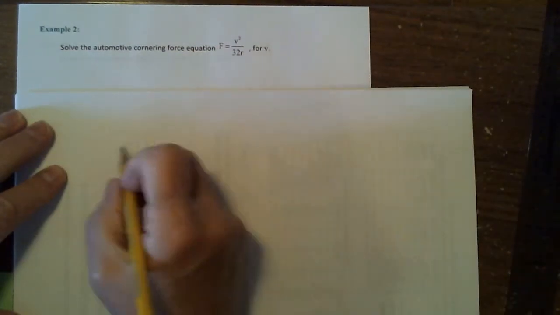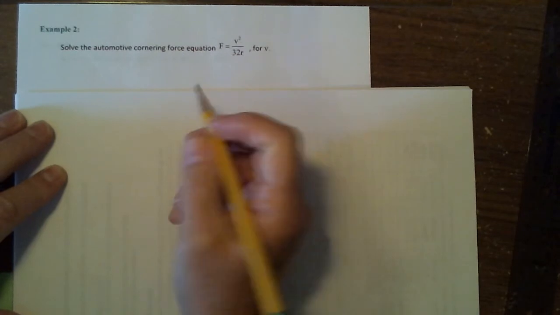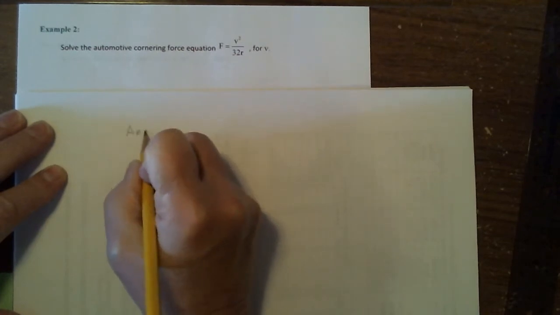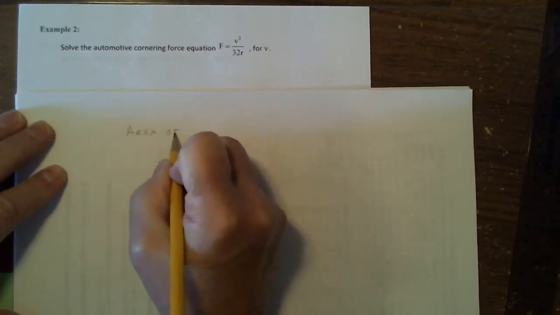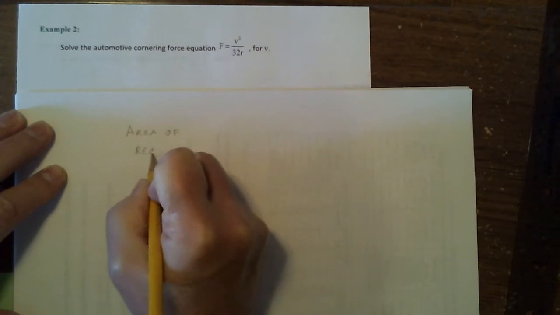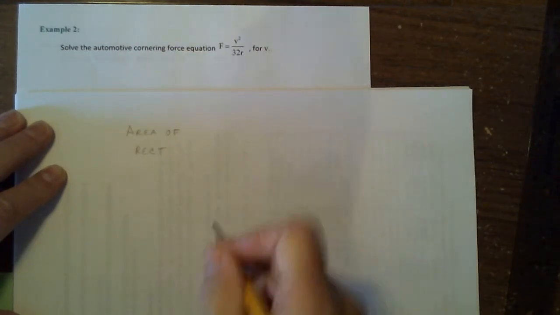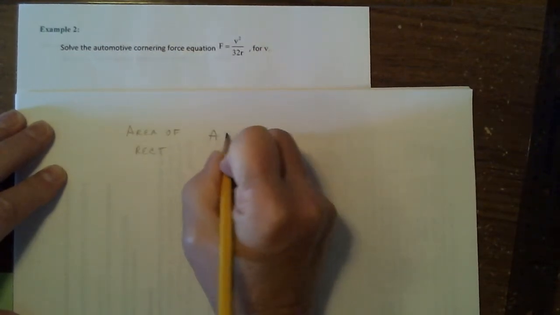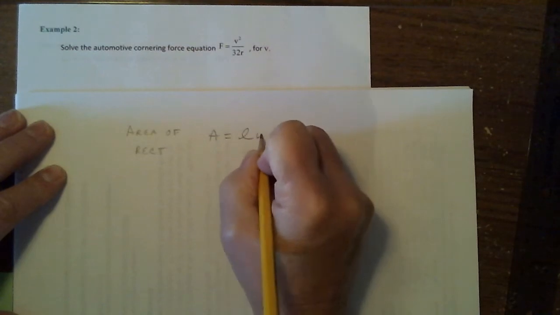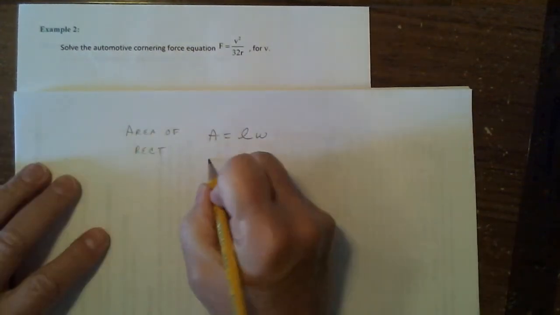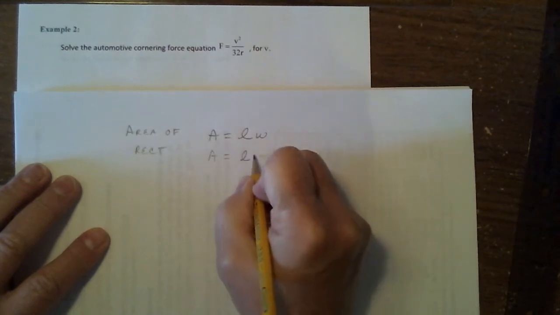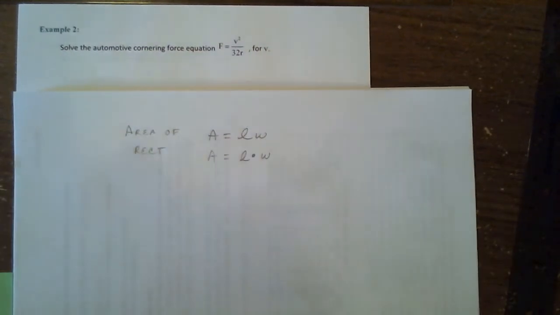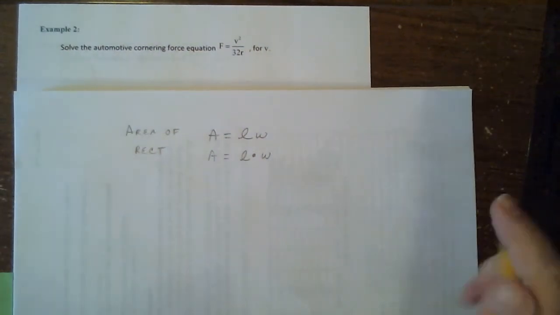Let's say that we're looking at the formula for area of a rectangle. The formula for that is area is equal to length times width. And we can express it that way. We can write it with a big dot in the middle. Maybe that'll help kind of understand what's going on.